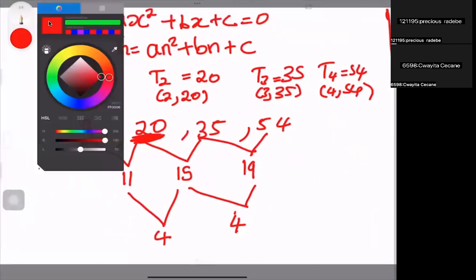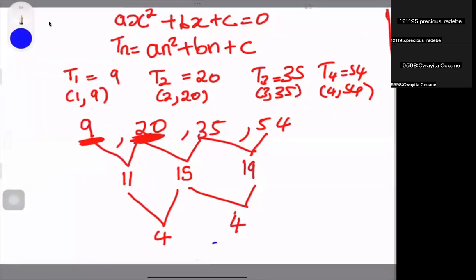To find a, let me just change color quickly here. We go 2a is equal to the second difference. 3a plus b is equal to the first term of the first difference. And a plus b plus c is equal to 9, the first term of the sequence. Now, this is important because it always remains the same, isn't it?